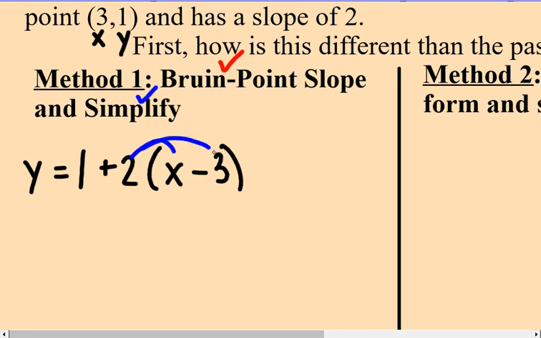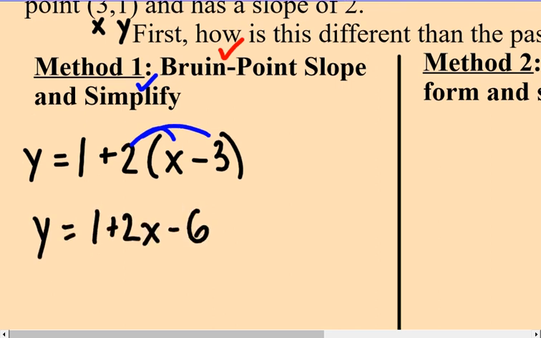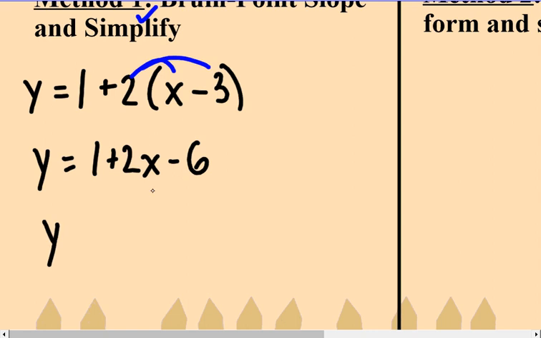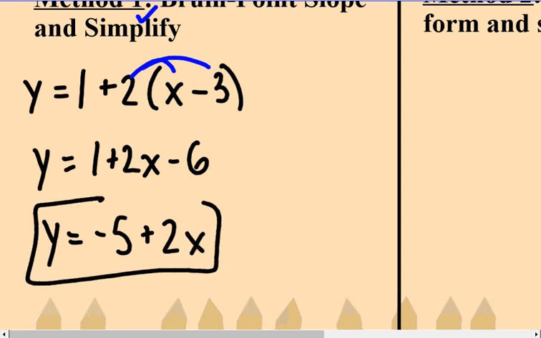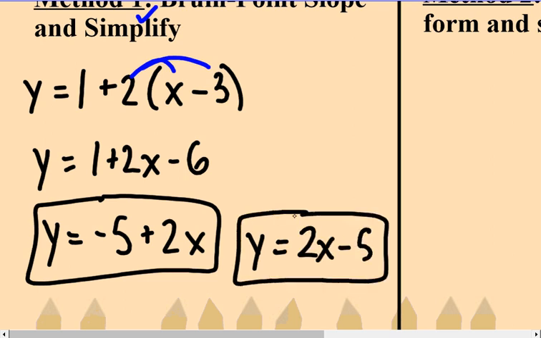So I'm going to distribute that 2 through. I then get y equals 1 plus 2x minus 6. Now I just simplify by combining my like terms of 1 minus 6. That makes negative 5. So I'd say y is negative 5 plus 2x. And now I have it y equals b plus mx. You could write it as y equals 2x minus 5 as well, if you preferred that. So there's method number one. Write it in point slope and simplify. Now I see my y-intercept is negative 5.